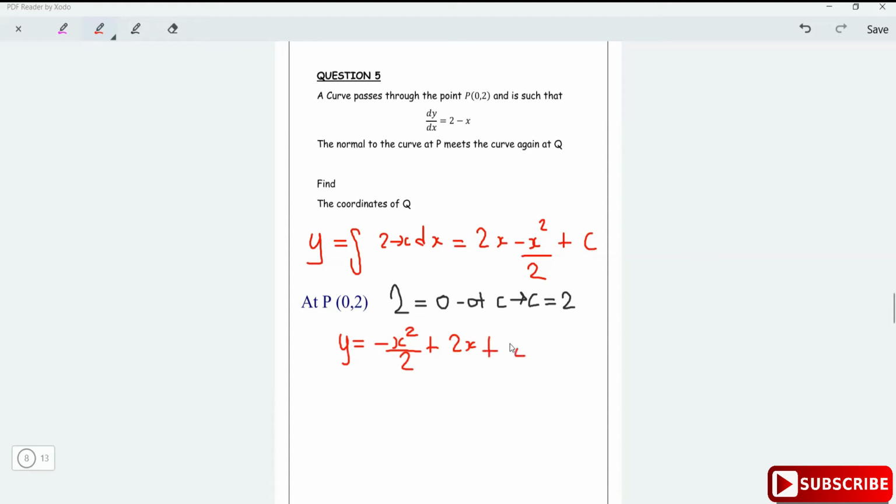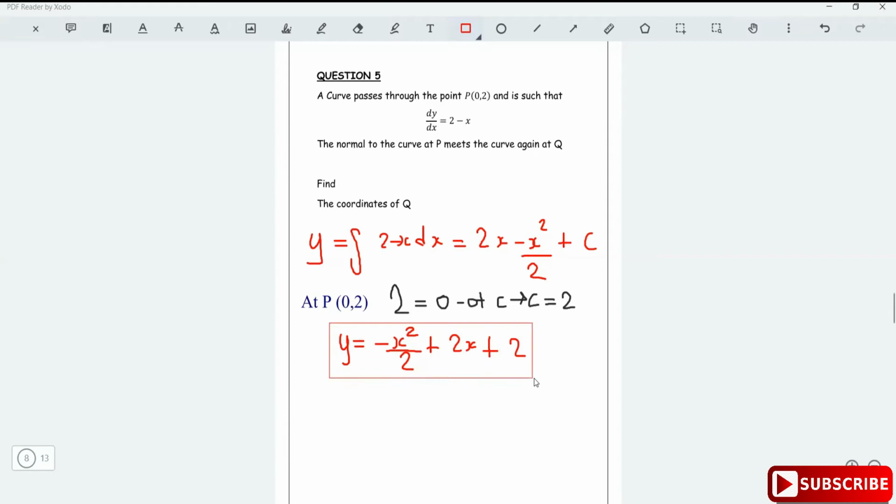And then what did they tell us? They said the normal to the curve at P meets the curve at Q. First thing is we have the curve, right? We already have it. We're good. But then we need to talk about the normal at P.